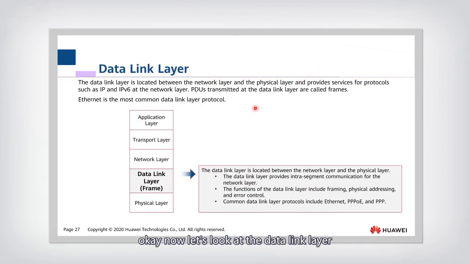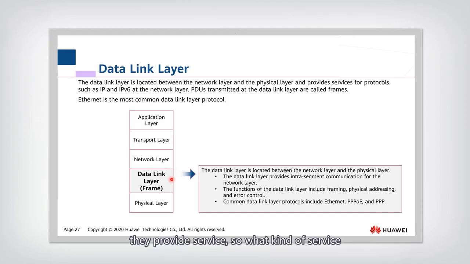Okay, now let's look at the data link layer. In the data link layer, the messages are in units of frames. You may notice that different layers use different names: this is a segment, this is a datagram, and this is a frame. The data link layer is located between the network layer and the physical layer, and it provides service for protocols such as IP and IPv6 at the network layer.